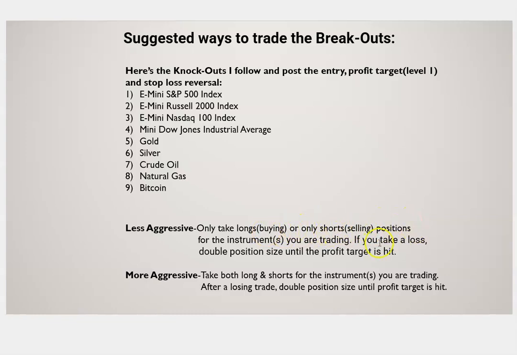Selling, you want it to go down. So for the instrument you're trading, if you take a loss, double your position size until the profit target's hit. So let's say that you're long, and for some reason you decide you want to be a buyer that day. Or you want to be a seller, and you think the market's going down, which is not necessarily the best way to trade it, because some of your bigger days are opposite to the trends, what they call the trend, right? But you can come in just being a buyer or being a seller.